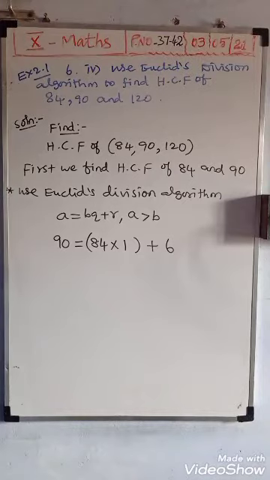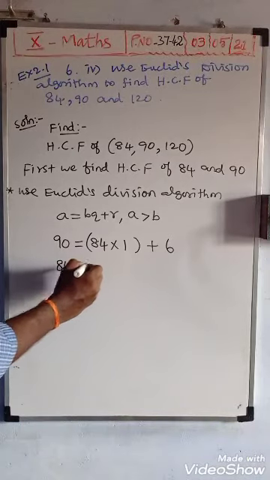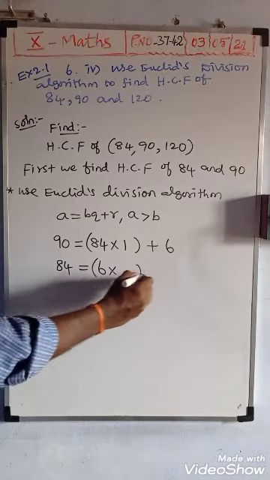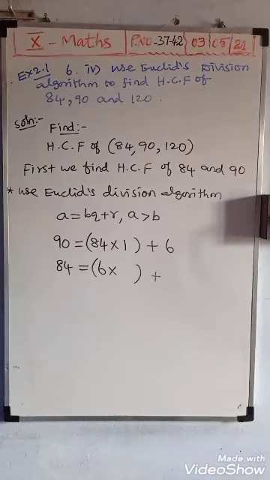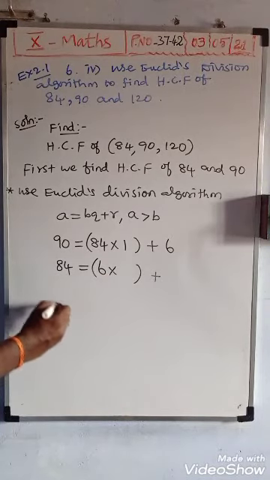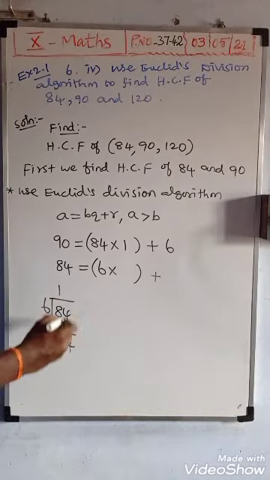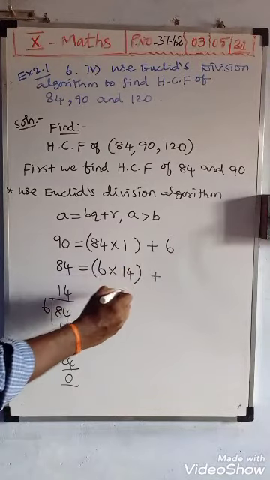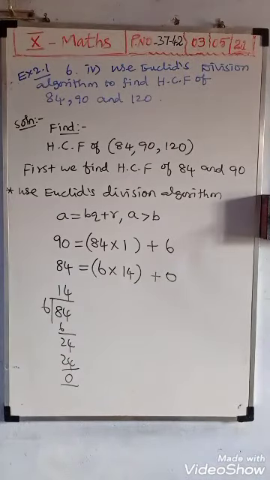So here the remainder is not 0. That means next we write 84 as 6 into some number plus the remainder. How many times should we multiply 6? Or else you should divide 84 by 6. 1 six is 6, remaining 24. Now 4 sixes are 24. So the remainder is 0. 6 into 14 gives 84, so we received the remainder as 0.